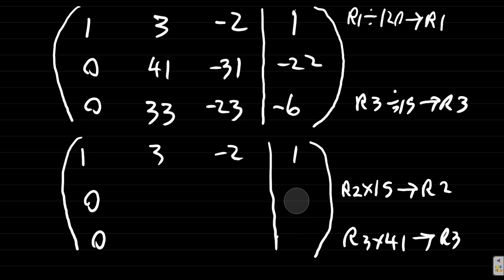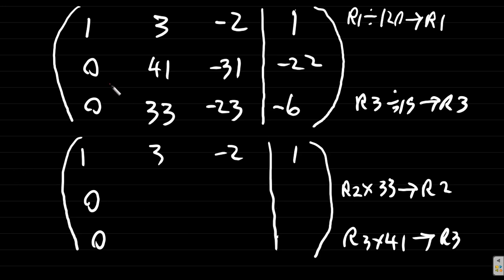So we're going to have to change this up. Row 2 must be multiplied by 33, and row 3 by 41. That's what is going to happen. Row 2 by 33.